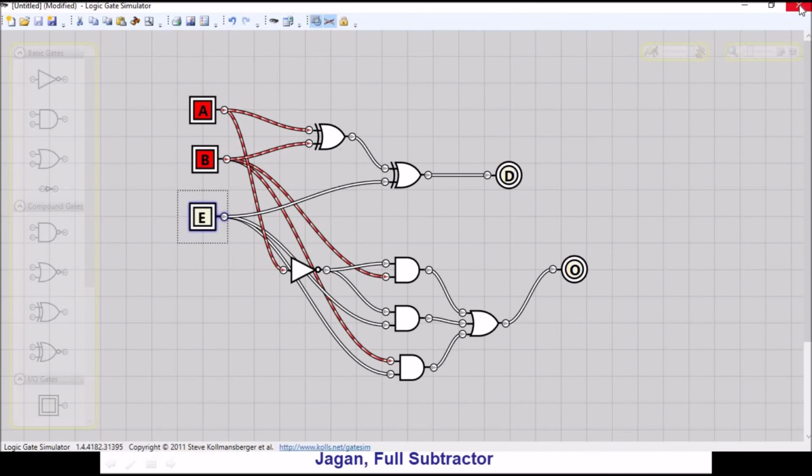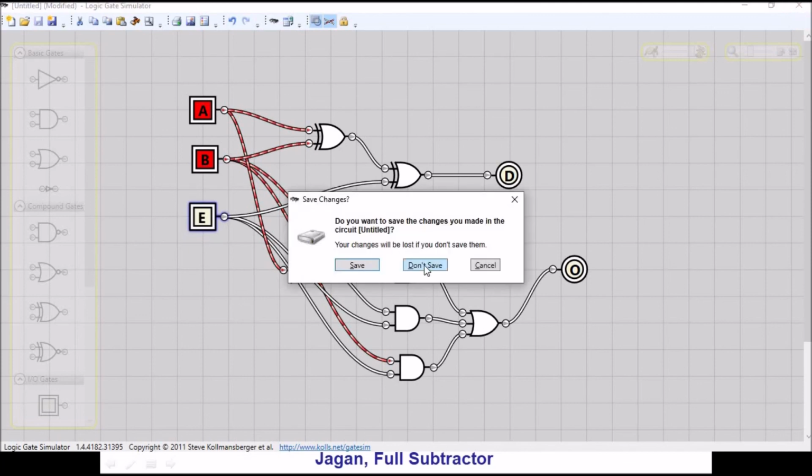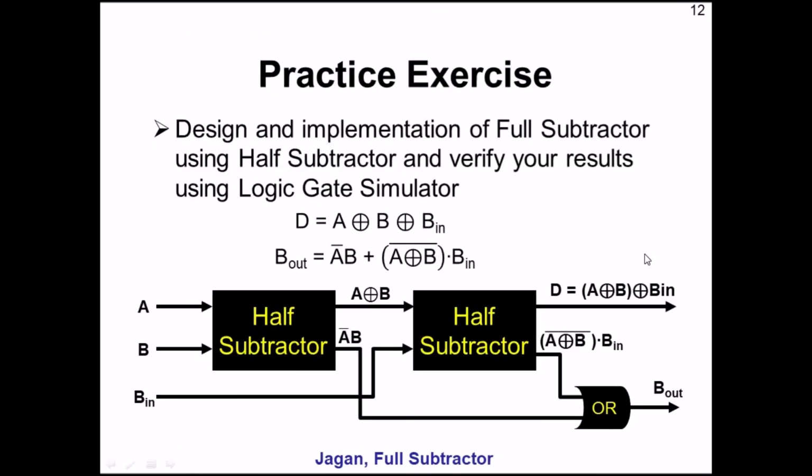So that's it with the simulation of the full subtractor. And this is going to be your practice exercise. As I said earlier, design and implementation of full subtractor circuit using half subtractors, and verify your results using logic gate simulator. You have the expression for the difference is the same, A XOR with B XOR with B in, but the borrow B out would be different, right? A bar B plus A XOR B the whole bar into B in.